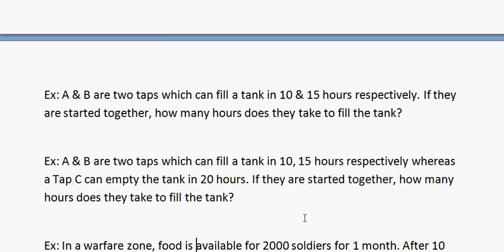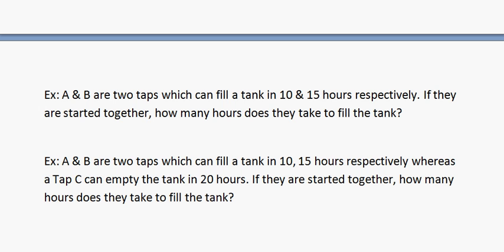Now the only difference here is that there can be a tap which can empty the tank, right? For example, here A and B fill in 10 and 15 hours and there is a tap C which empties it in 20 hours. Now if they are started together, A and B would be filling but C would be taking some volume out of it, right? So we have to keep that in mind as well and then see how much time it takes to fill the tank. In this case we'll assume the volume in such a way that it's divisible by 10, 15 and 20. So let the volume be 300, right?